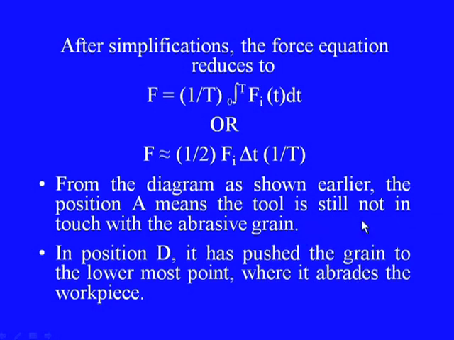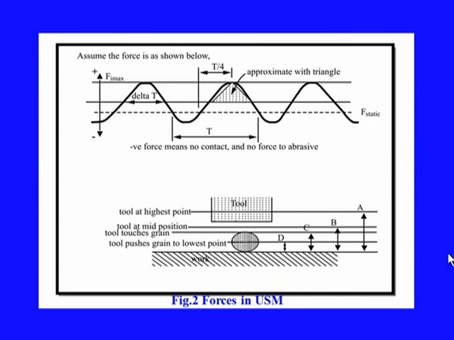From this diagram, position A means the tool is still not in touch with the abrasive grain, and position D is where it has pushed the grain to the lowermost point where it indents the workpiece. So, these positions are shown here. This is the lowermost position and this is the topmost position A.